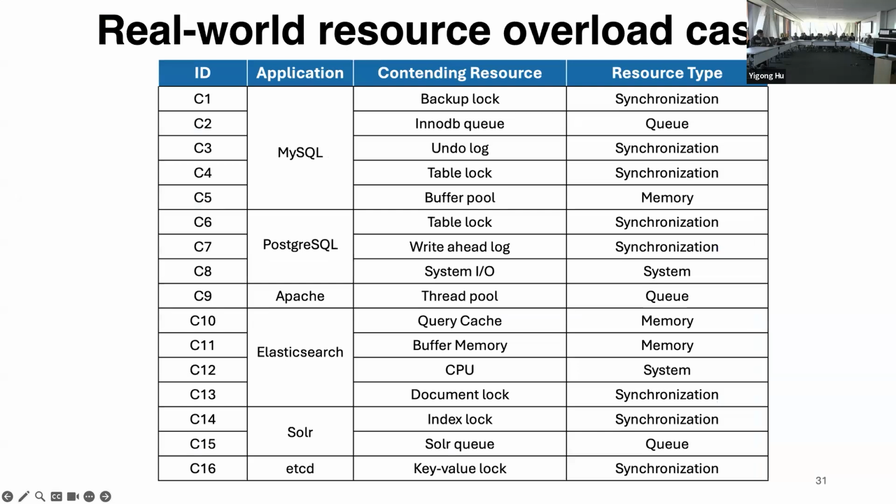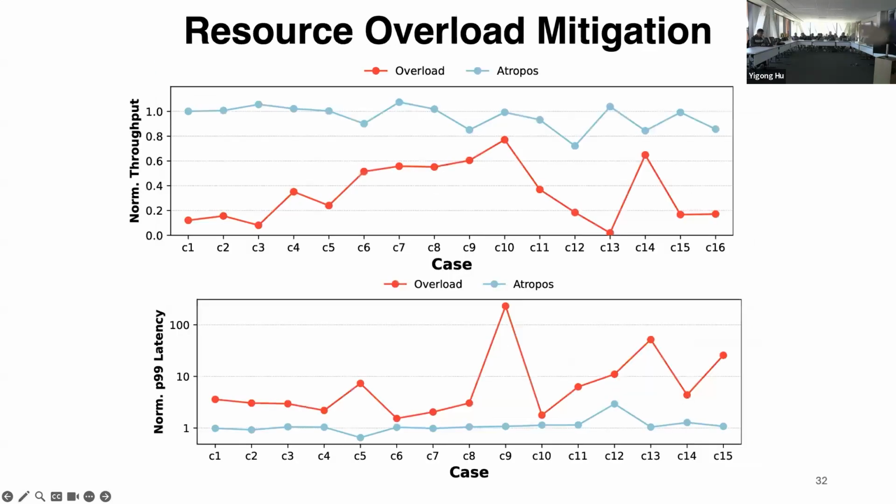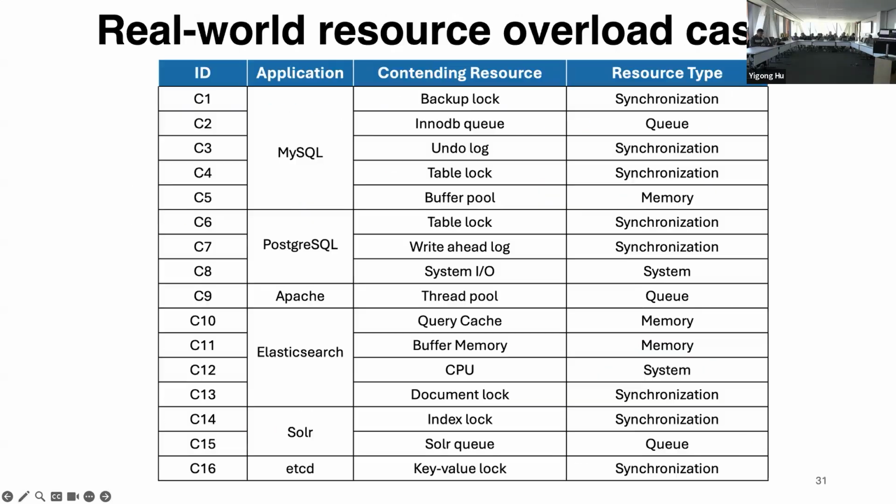And we collect 60 real-world resource overload issues. The issues cover different types of resources, from internal ones like backup log to buffer pools, thread queues, write-ahead log, and query cache. And we summarize them into these 3 types: the queue resource, the synchronization resource, and the memory resource.